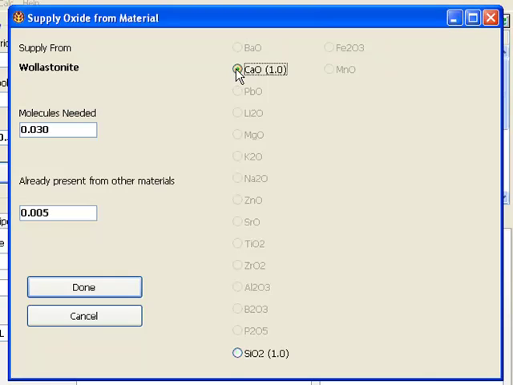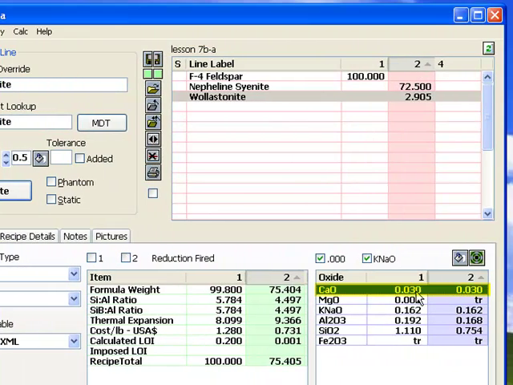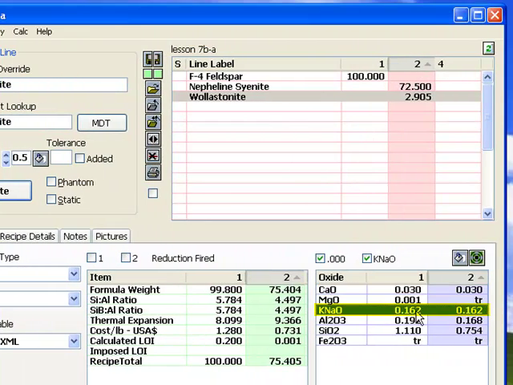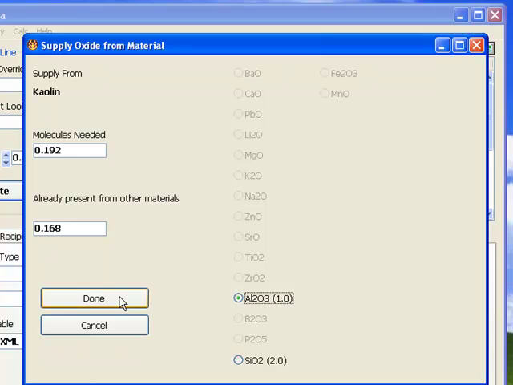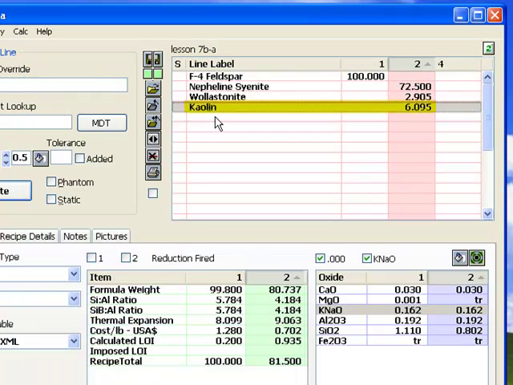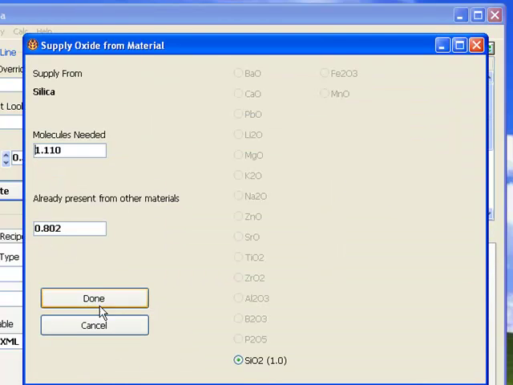The supply dialog appeared and I've clicked the CaO button. It knows I need the 0.03 by looking at the formula of the other recipe. I'll click Done. Now here's the recipe and the CaO and KNaO match. Now I just need to match up the Al2O3 and SiO2. I'll do this by using the same method to supply Al2O3 from kaolin and SiO2 from silica.